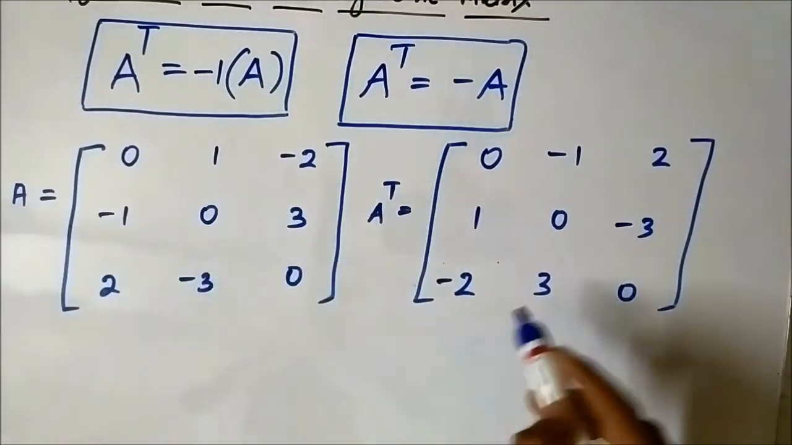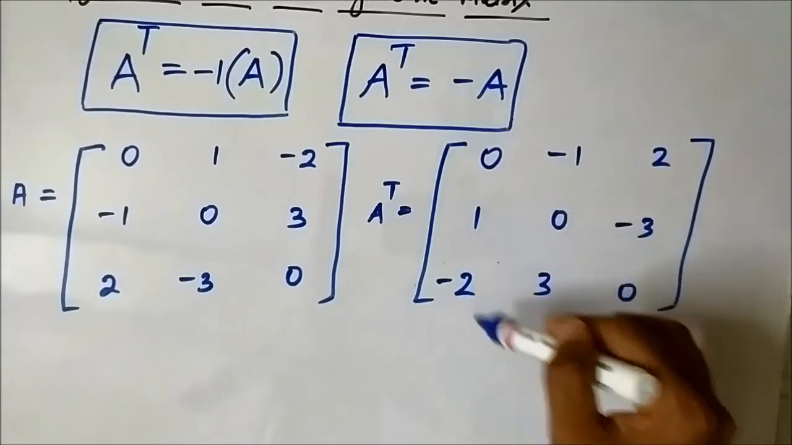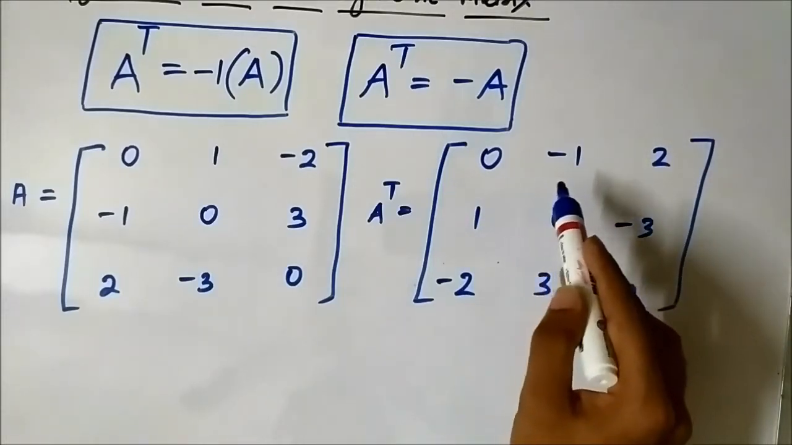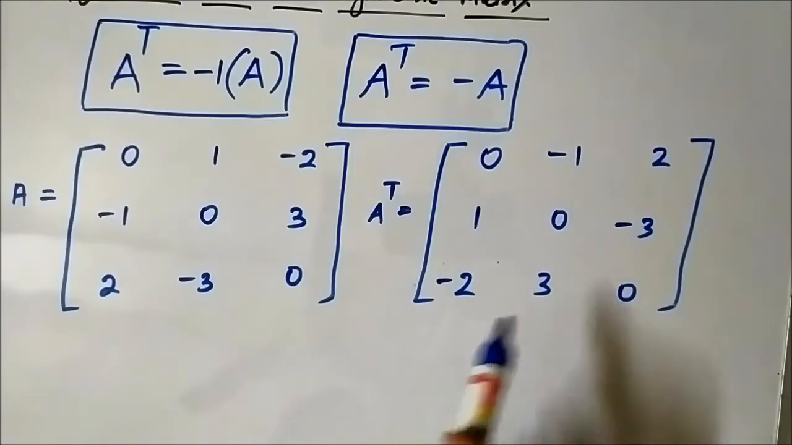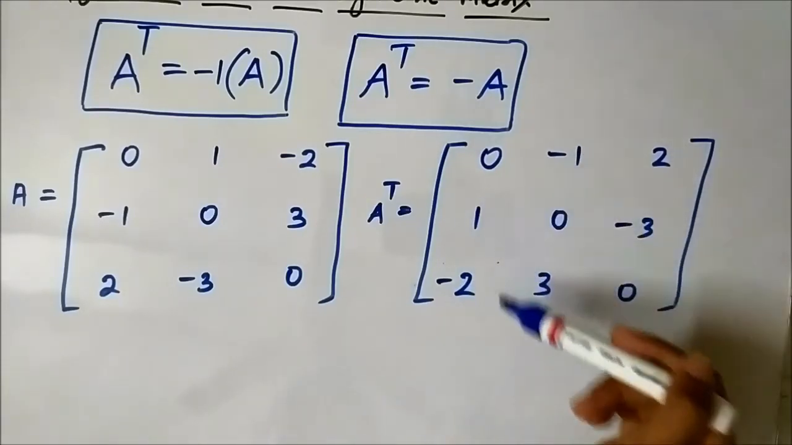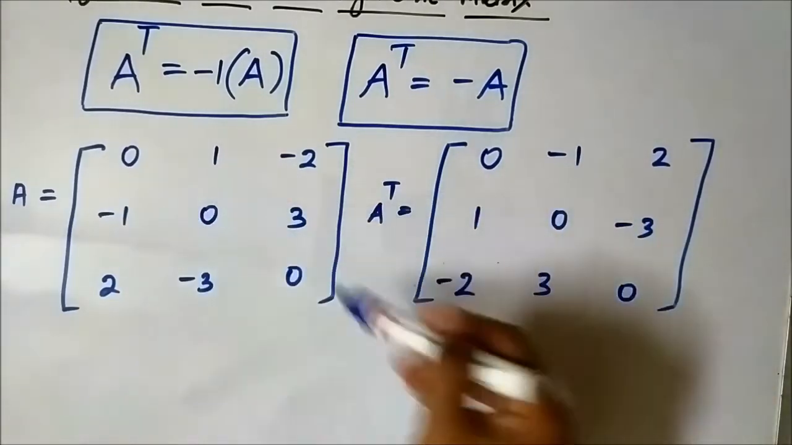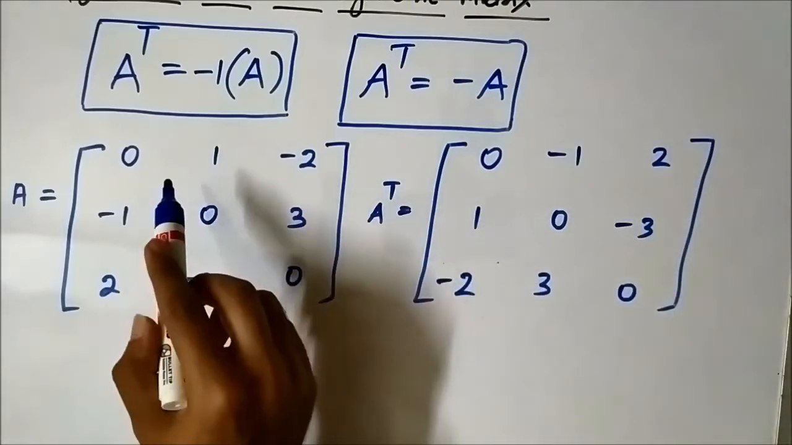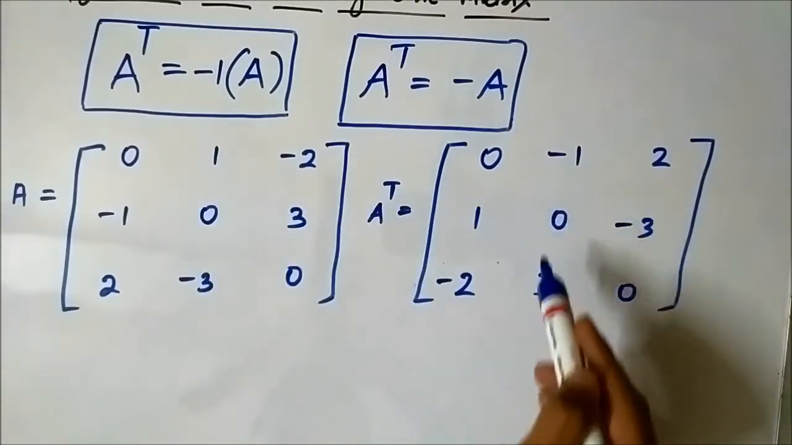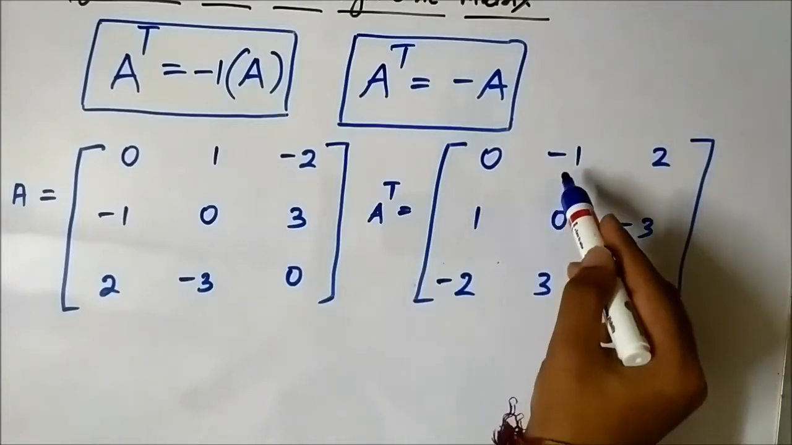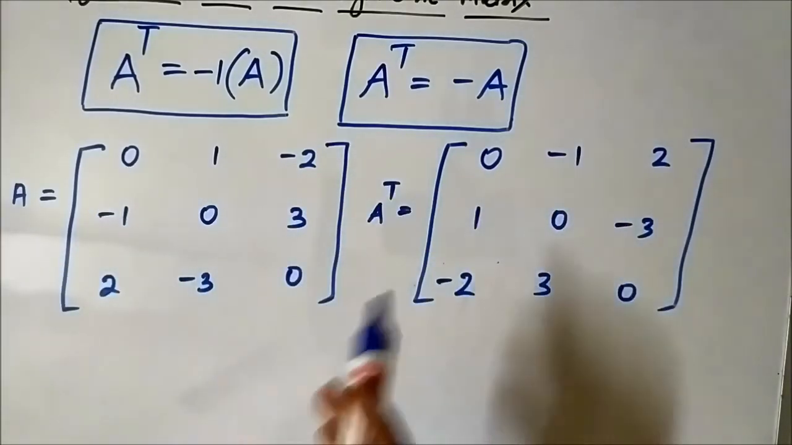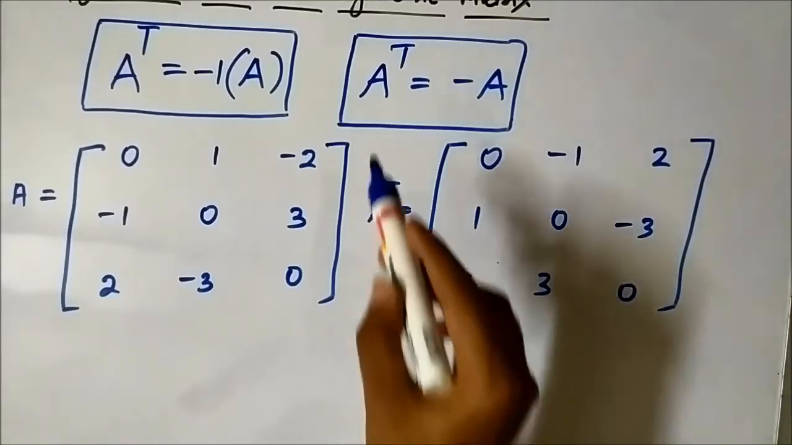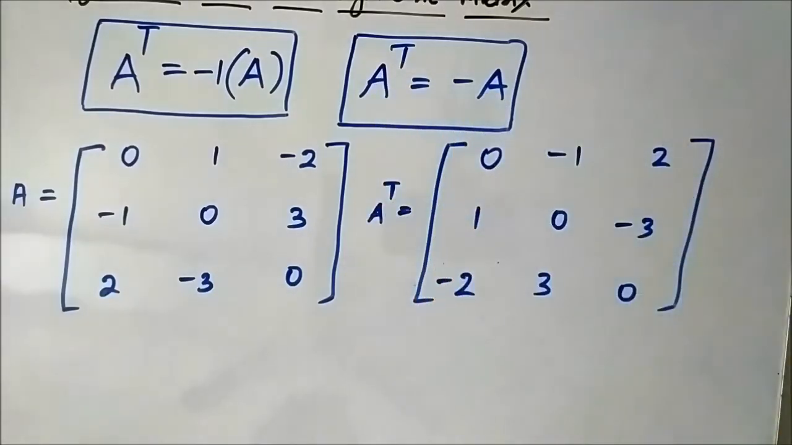So each element in the transpose matrix is multiplied with minus 1 with respect to the original matrix. It is basically the same matrix magnitude wise, meaning the magnitude of each element is equal, but the only difference is that each element of the transpose matrix is multiplied with minus 1 with respect to the original matrix. So this is a skew symmetric matrix where A transpose is equal to minus A.